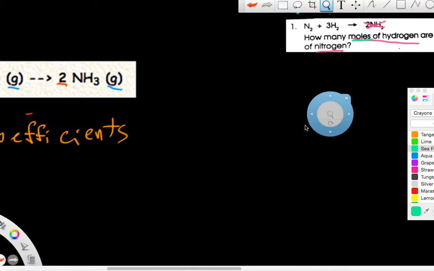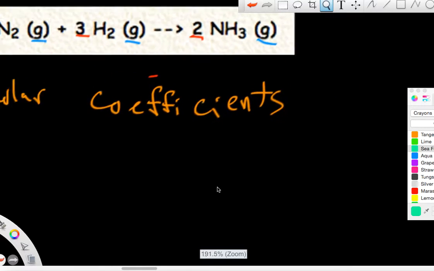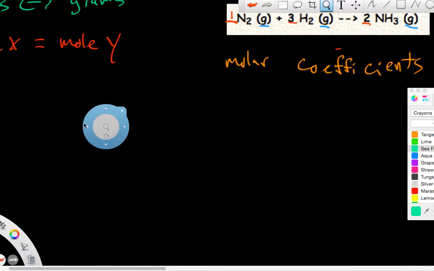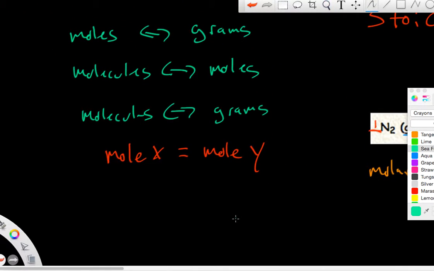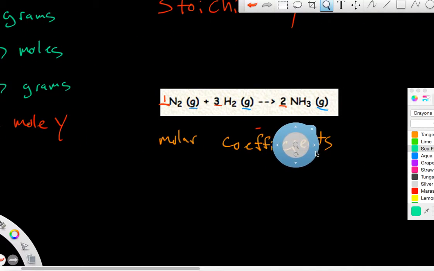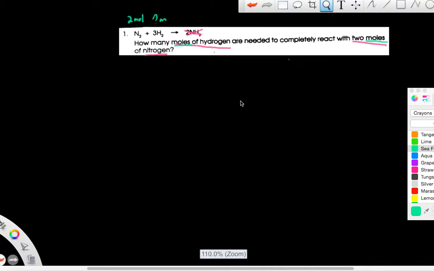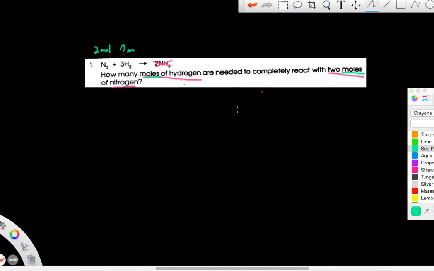So if I look back at my possible conversion factors, well, I have moles to moles. This is the new one that we haven't really touched on yet. I don't have to do anything in grams or molecules, but I do have to go from mole to mole. So how do I do that? It's actually not too difficult. I need to find my mole to mole conversion factor.